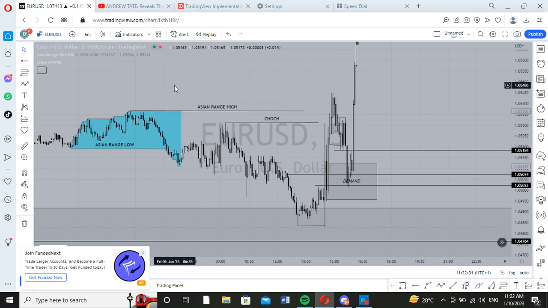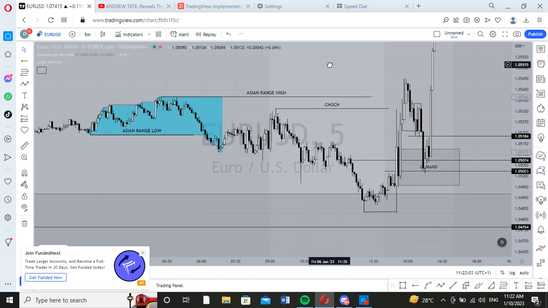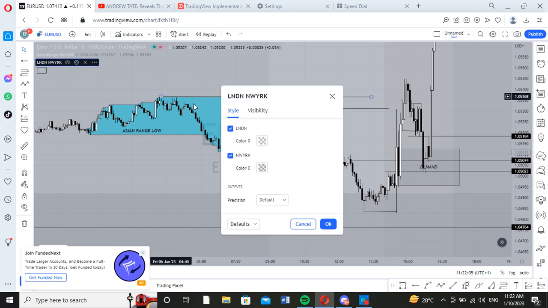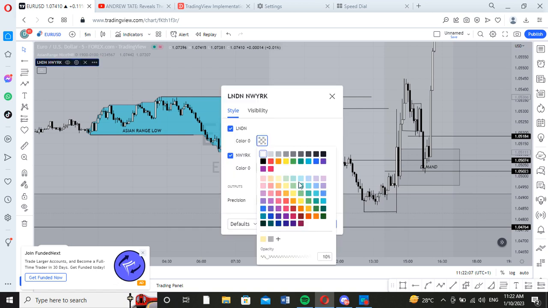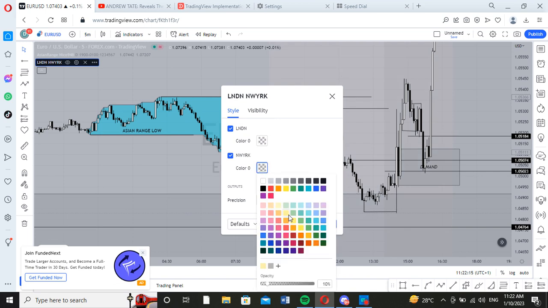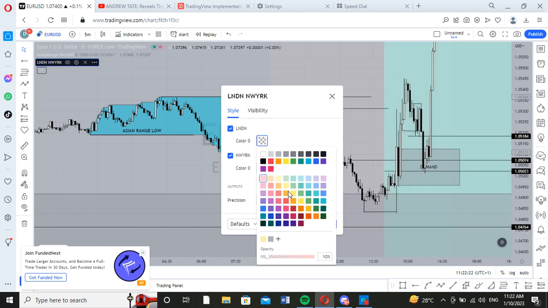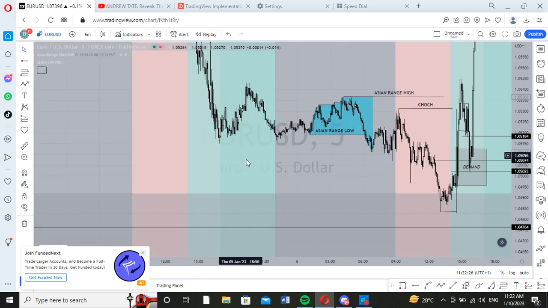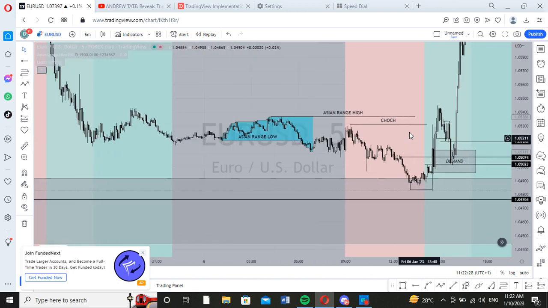So I click on the London New York session. Then I have my settings. London set on this color. So New York set on this color and increase this. London, I increase this also. So you could actually see it right there. Sorry, I don't like all this color.